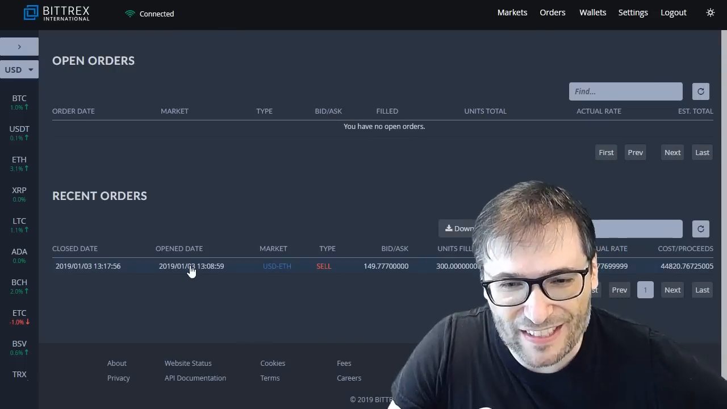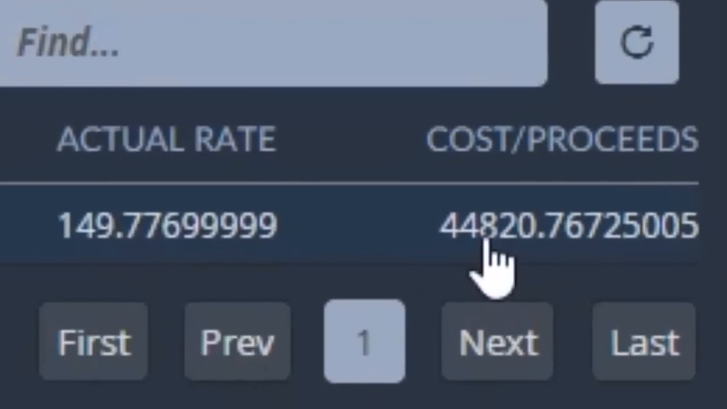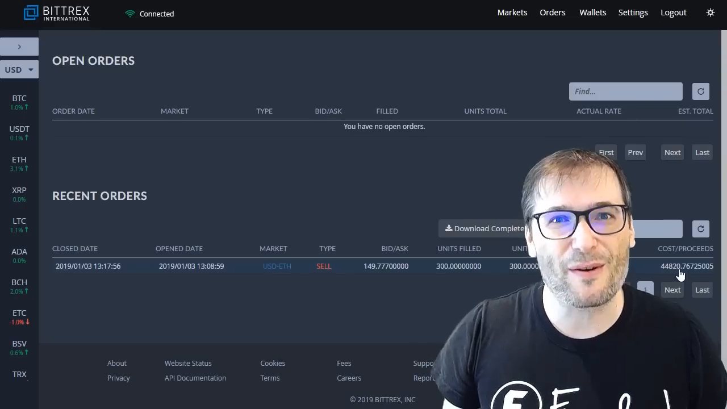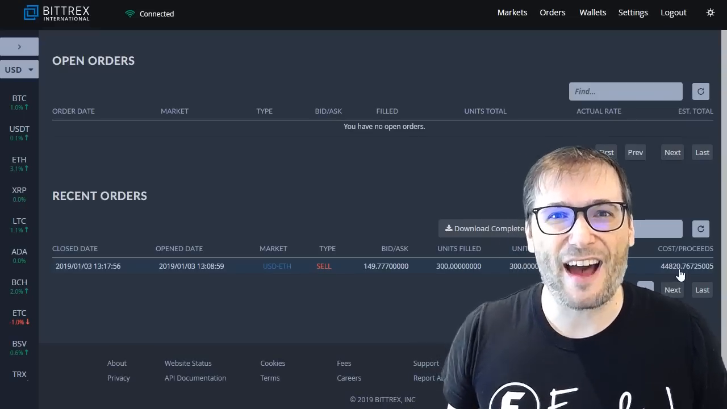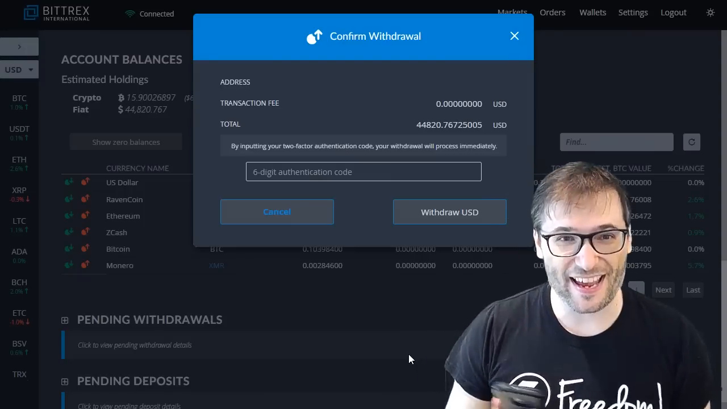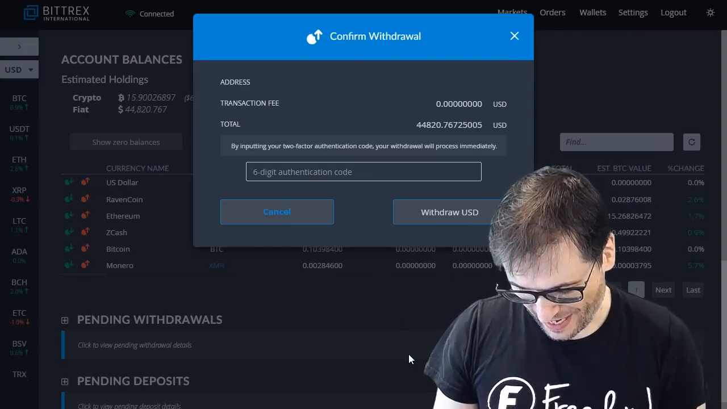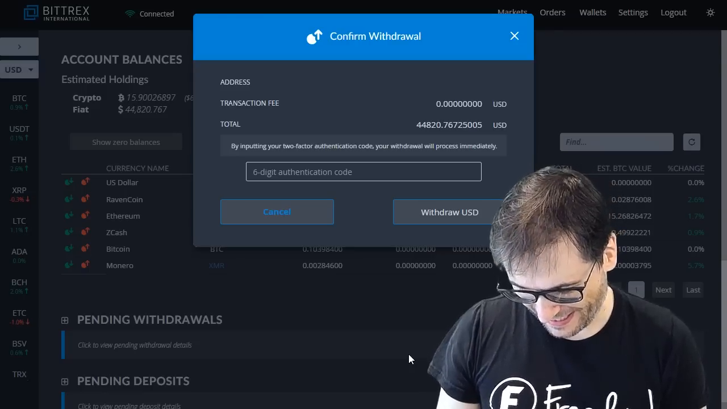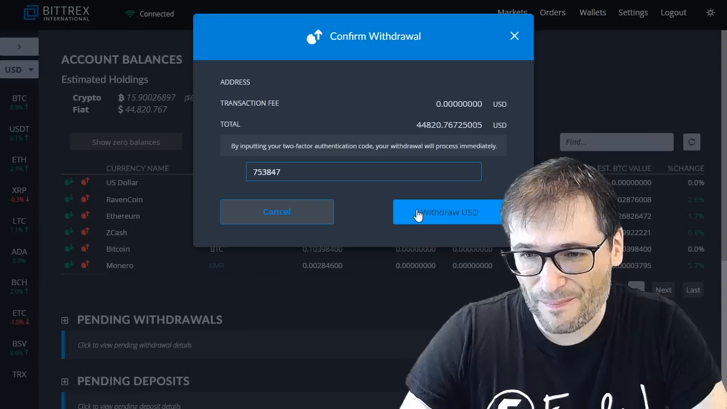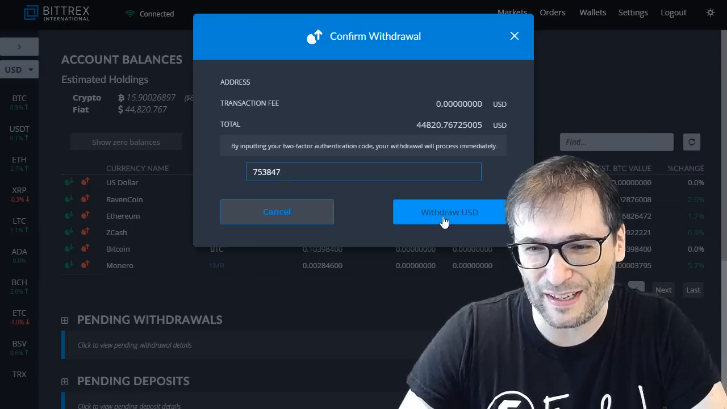And here it is, all done. A completed order, all 300 units sold for $44,820. Now I will transfer that to our bank account so we actually have real money instead of cryptocurrency. All withdrawals are protected by the Google Authenticator app, so I need to get a 6-digit code that expires every 60 seconds. And withdraw. Note the transaction fee, zero. There's no fee for withdrawing to our bank account.